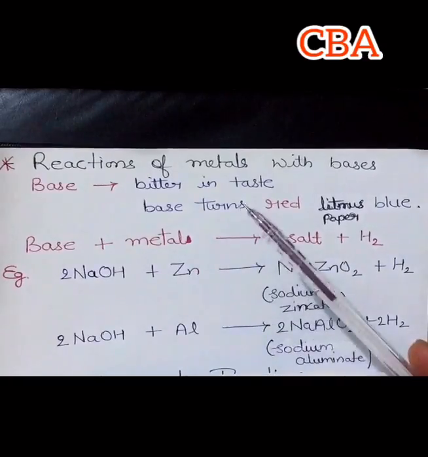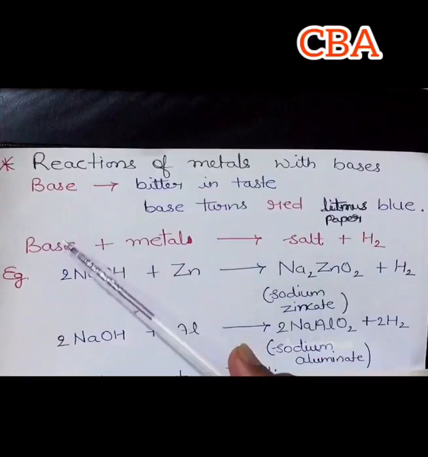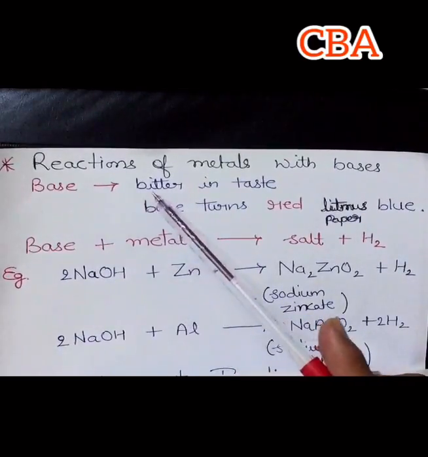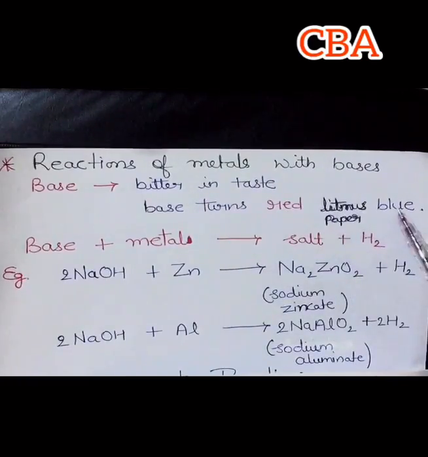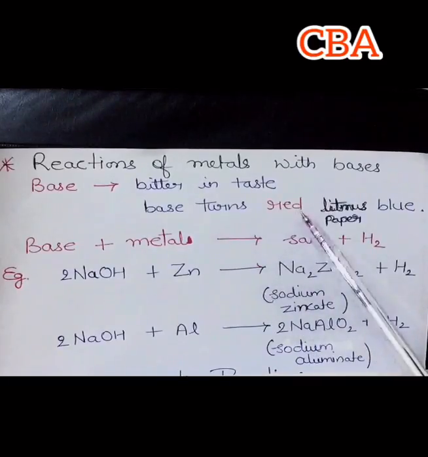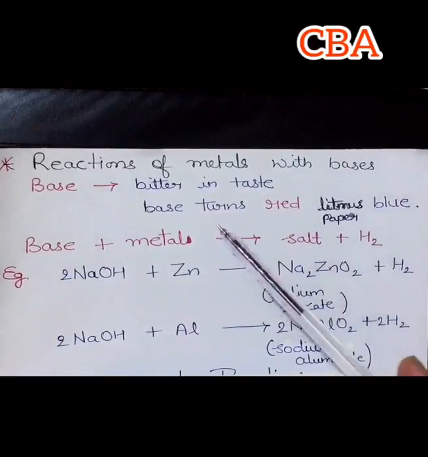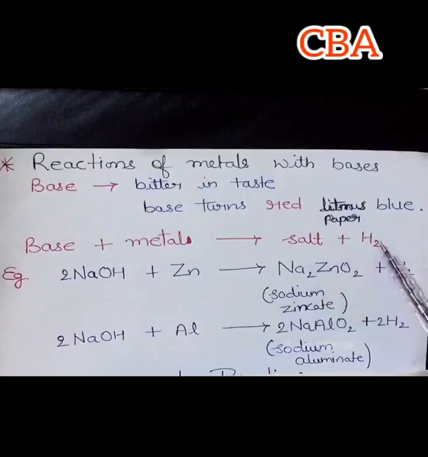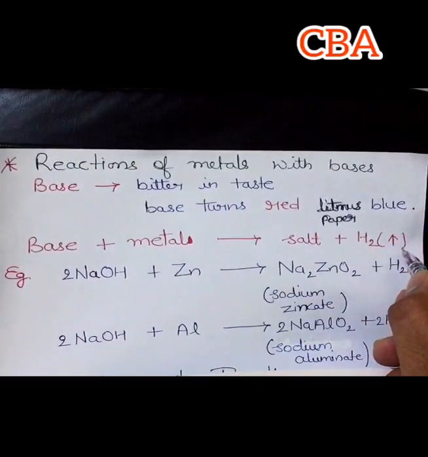Next topic is reaction of metals with bases. First we'll talk about what we mean by a base. It was in your class 7th also that a base tastes bitter, and turns red litmus paper into blue. And the opposite of a base is what? That is an acid. It turns blue litmus paper into red. Now whenever a metal reacts with a base, it also forms a salt and hydrogen gas is released. Here also the hydrogen gas is released.